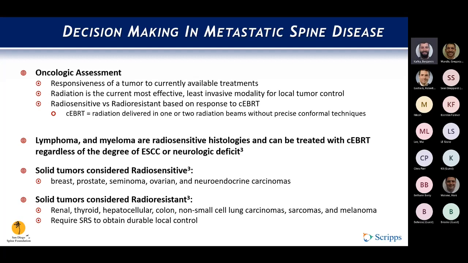Solid tumors considered to be radioresistant would be renal, thyroid, hepatocellular, colon, non-small cell lung carcinomas, sarcomas, and melanomas. That does not mean that they are totally resistant to radiation. It just means they are resistant to doses that can be safely delivered with conventional external beam radiotherapy and require doses that can only be given with stereotactic radiosurgery.